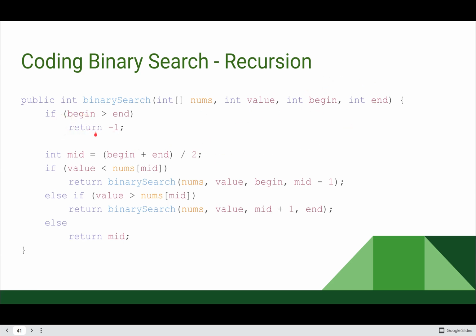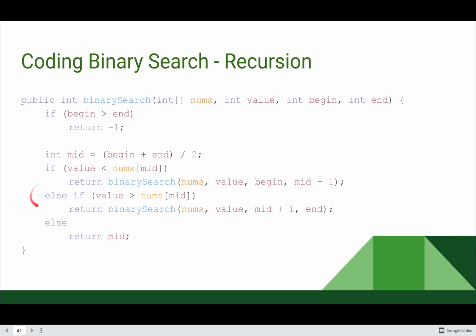We have our base case, our way to stop our iteration, and it's the same as in our while loop. If our beginning has passed our end, we're going to return -1. Say, hey, it can't be found. It's not in here. We're going to calculate our midpoint. Once again, it's the exact same calculation, begin plus end over 2.